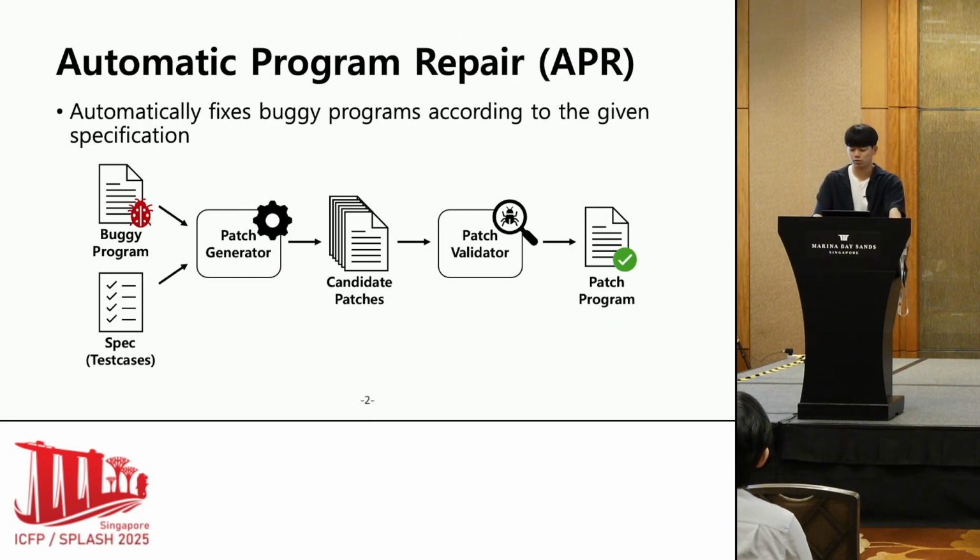Let's start with a short background. Automatic program repair is a technique that automatically fixes software bugs. In general, it consists of 3 steps. First, it takes a buggy program and its specification, such as test cases, as input. Second, a patch generator produces candidate patches by modifying the original program. Third, it runs the tests and returns the patches that pass all the test cases.